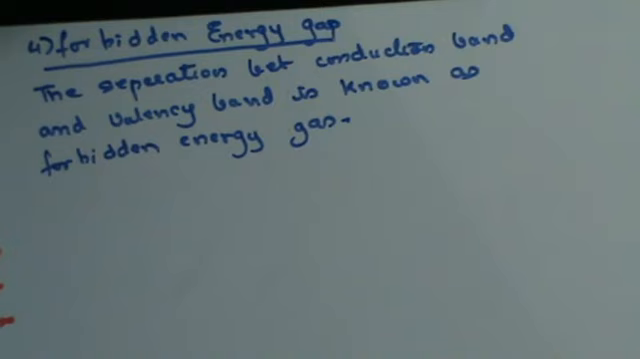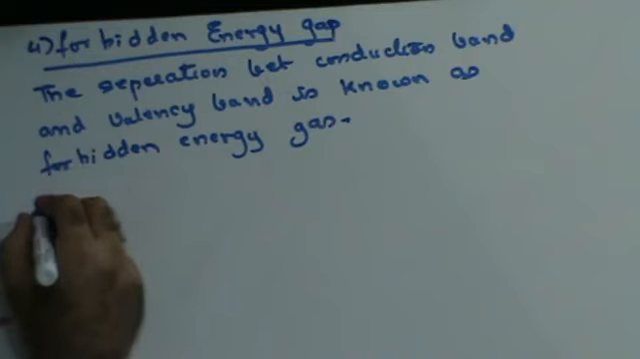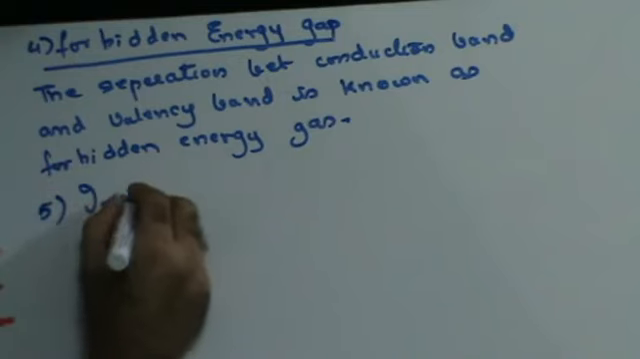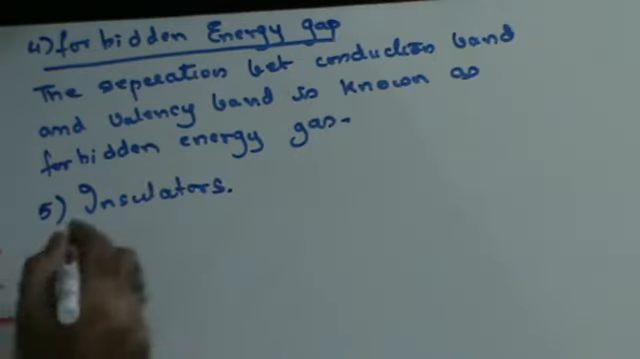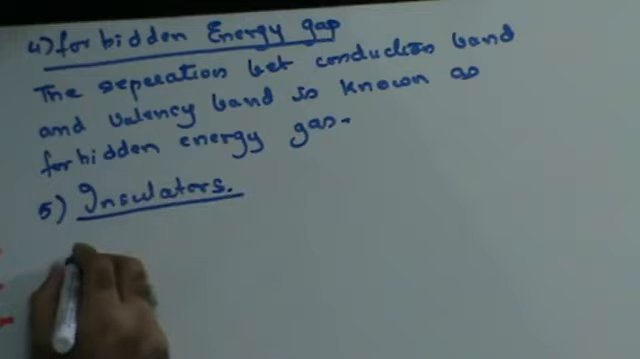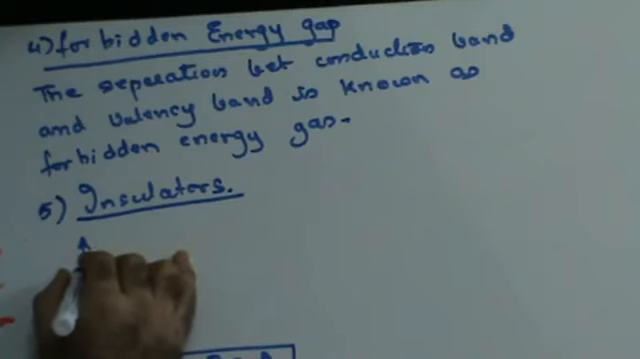Right? Now that we know what are the different energy bands, let's try to classify elements. What are insulators? How do I define insulators? This is my valency band, and this is my conduction band.